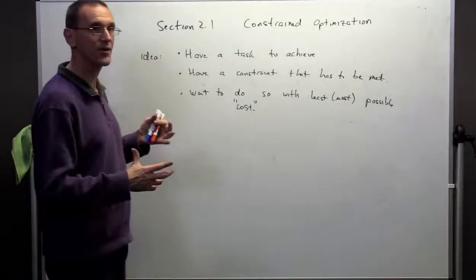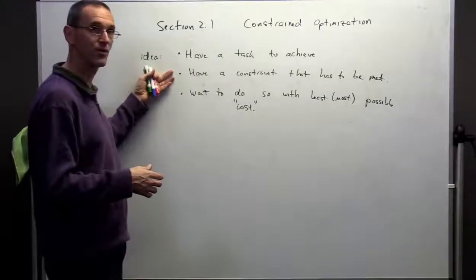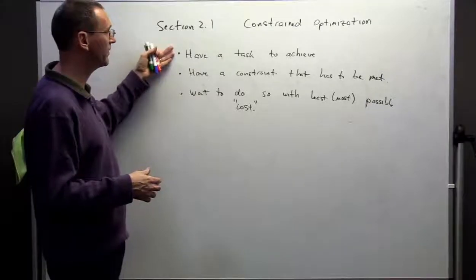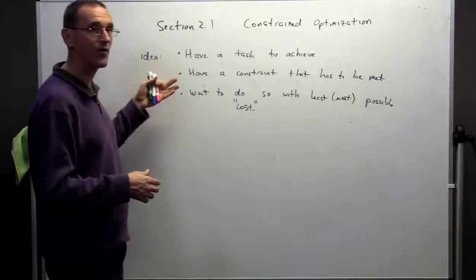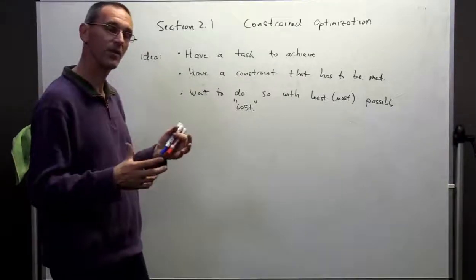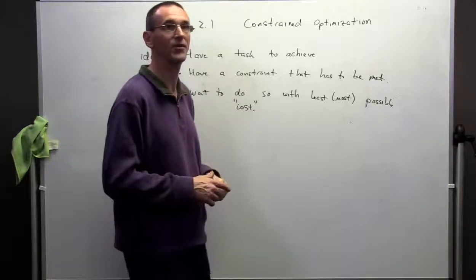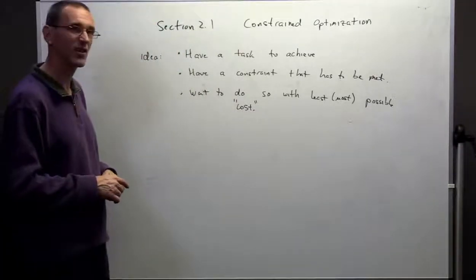We have to be careful though, there's a constraint. There's something that has to be met in how we actually do this. So there's many ways to achieve this task. Of all the multiple ways to do this, we want to know which one is going to either minimize or maximize some objective function. Now the objective function is also sometimes called the cost.